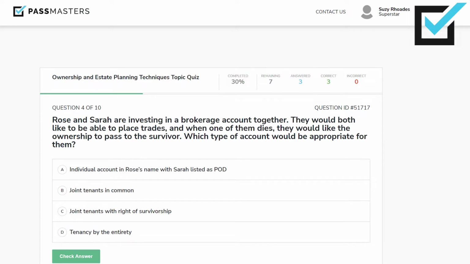Rose and Sarah are investing in a brokerage account together. They would both like to be able to place trades, and when one of them dies, they would like the ownership to pass to the survivor. Which type of account would be appropriate for them? Individual account in Rose's name with Sarah listed as POD, joint tenants in common, joint tenants with right of survivorship, or tenancy by the entirety.